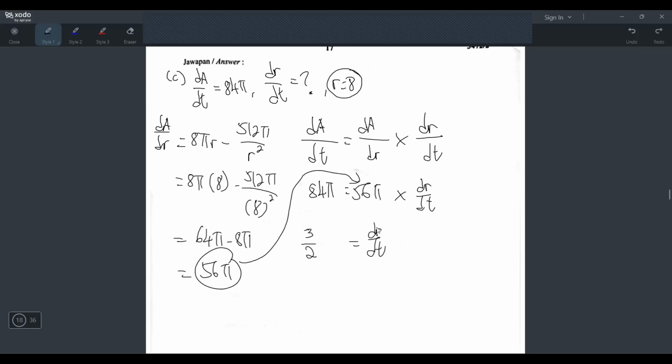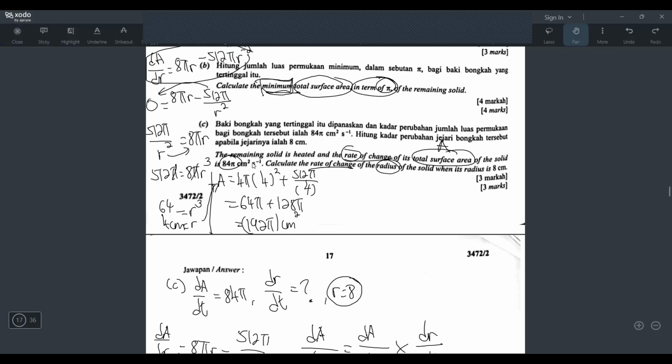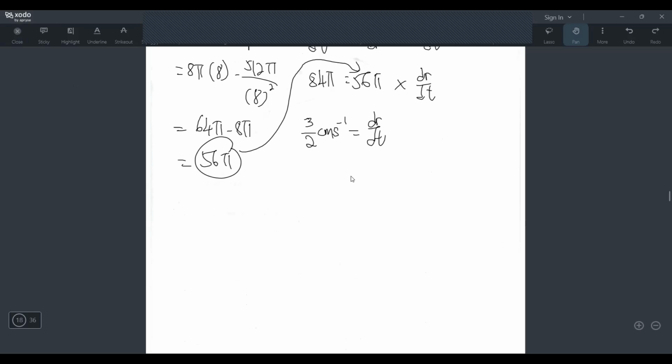And what's the unit? Okay, r is radius, so it's cm. T is time. Time is second, right? So you write second but minus 1 because their time duduk bawah. So it's 3 over 2 cm per second. Let's check here. So yeah, everything is in cm, second. So yeah, that's all. Okay, sudah siap.